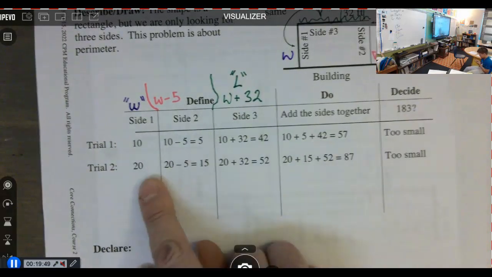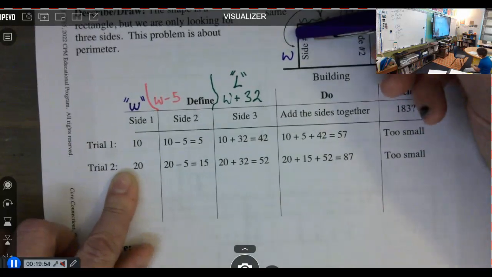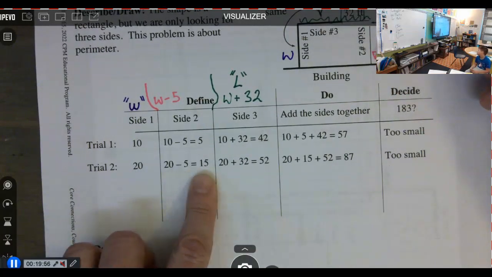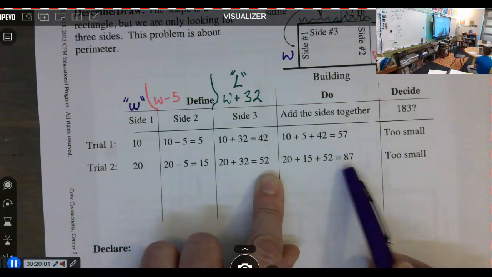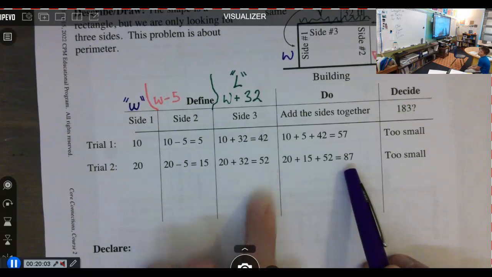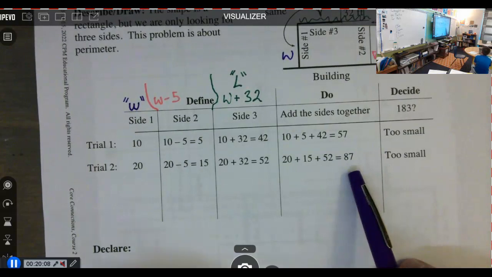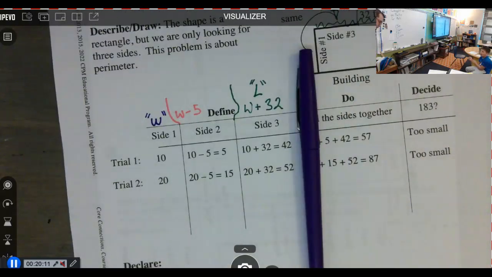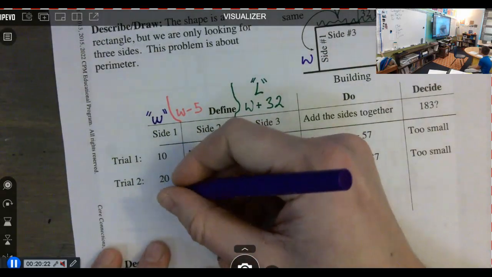Womp. So what do I do if my guess was too small? Make my guess bigger. So now I guess, what if I make the width 20? Okay, well then this side still take away 5. This side still add 32. Add them all up. Are we even close? So, anyone got us? Sophia, what do you want us to guess next? 50? Dang, Sophia's taking the jump.